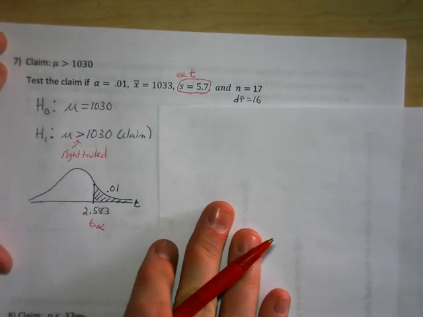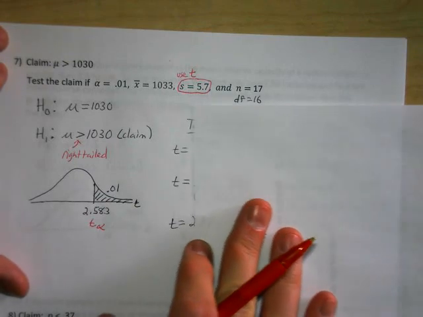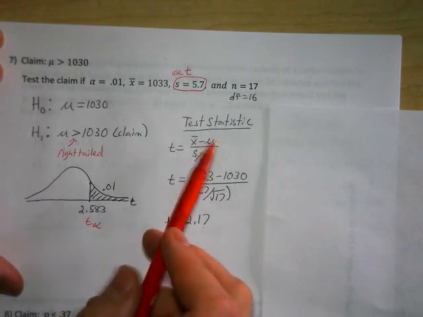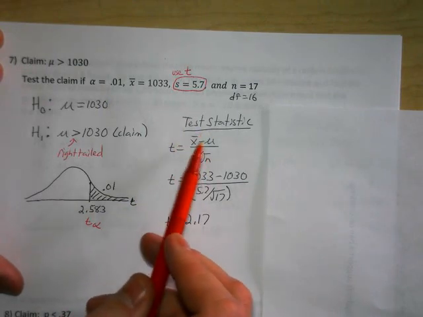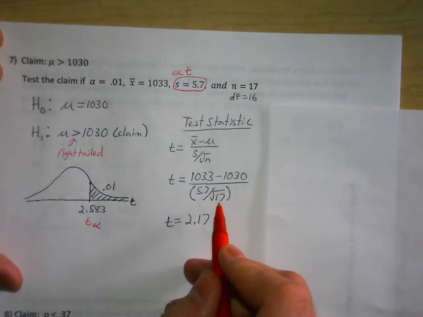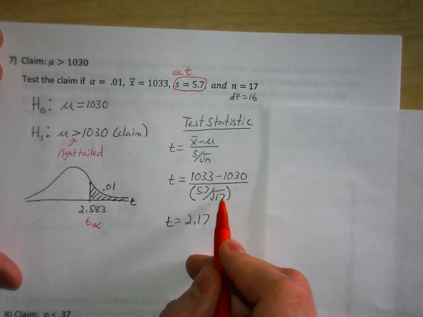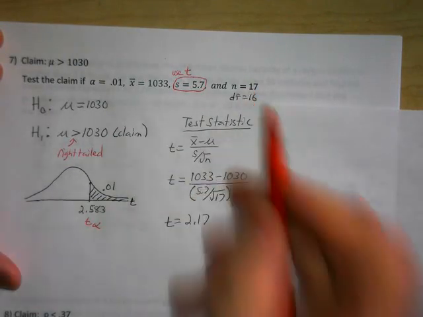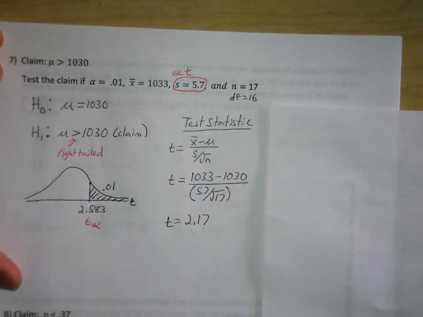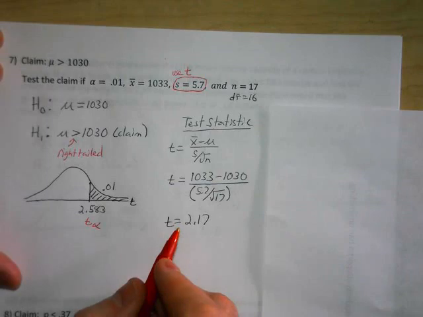Then we have to calculate the test statistic. The test statistic is t equals x bar minus mu divided by s over square root of n. So plug those numbers in. Make sure you put the square root of 17, that's n. n is 17, not 16. So make sure you put square root of 17 there in the denominator. And you end up with a test statistic of t equals 2.17.